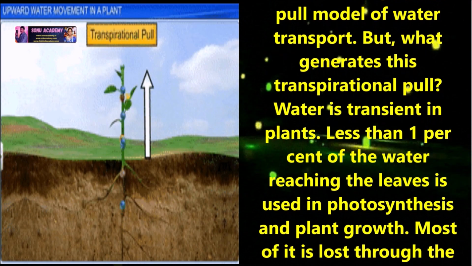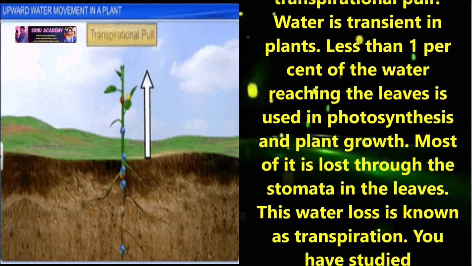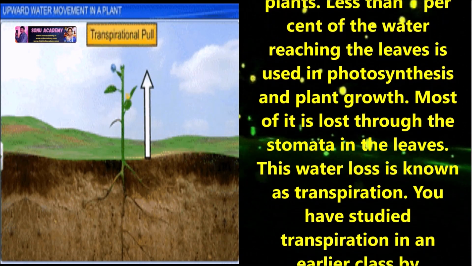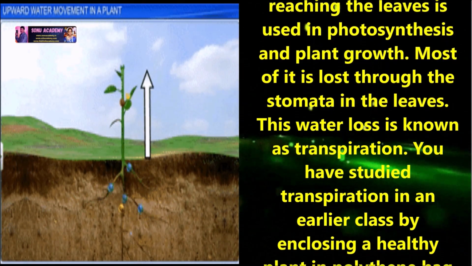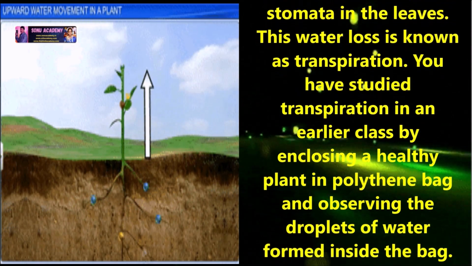Water is transient in plants. Less than 1% of water reaching the leaves is used in photosynthesis and plant growth. Most of it is lost through the stomata in leaves. This loss of water is known as transpiration.